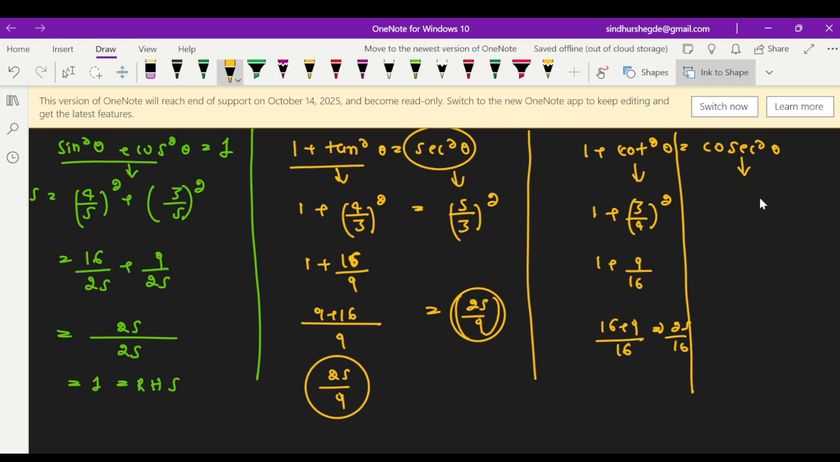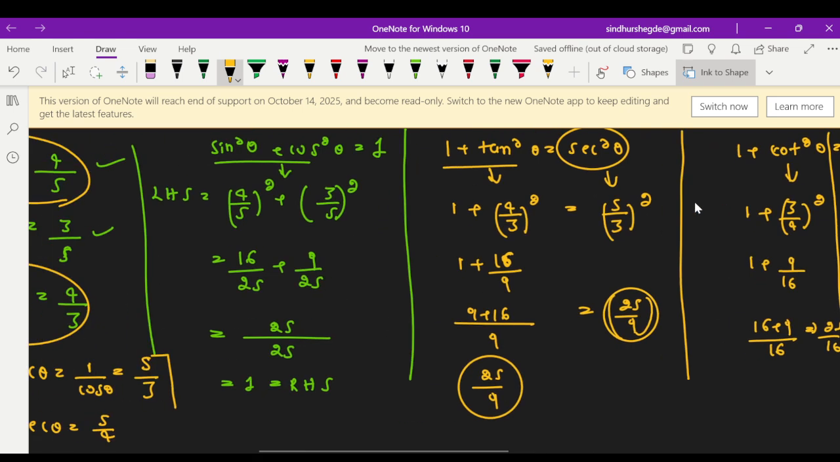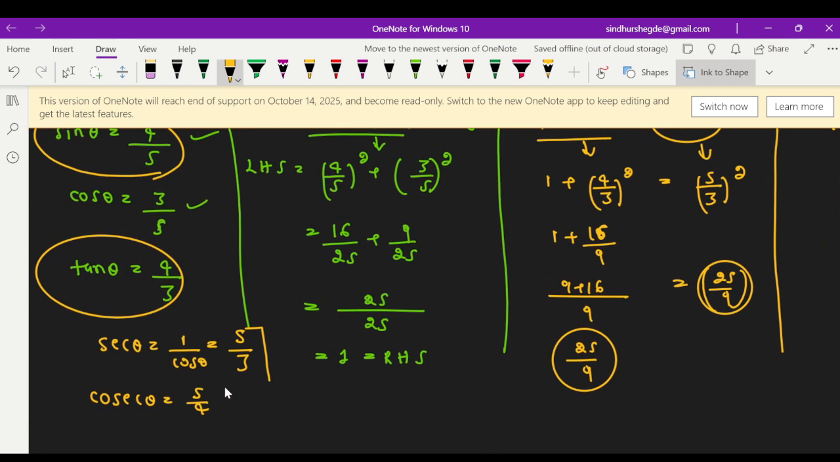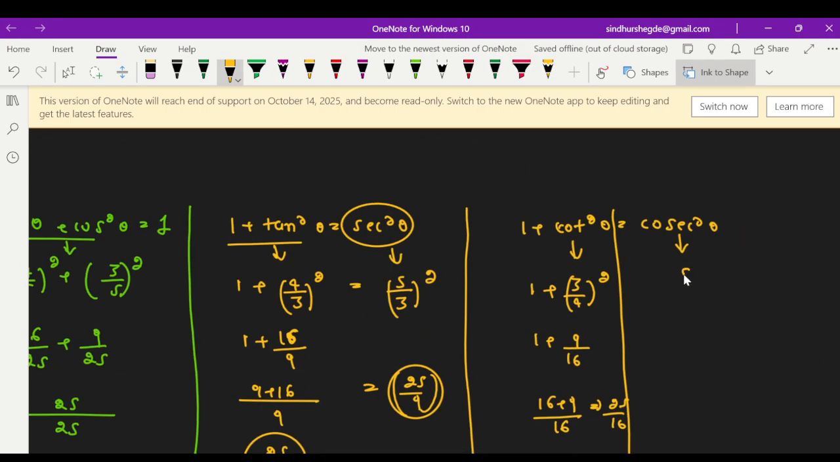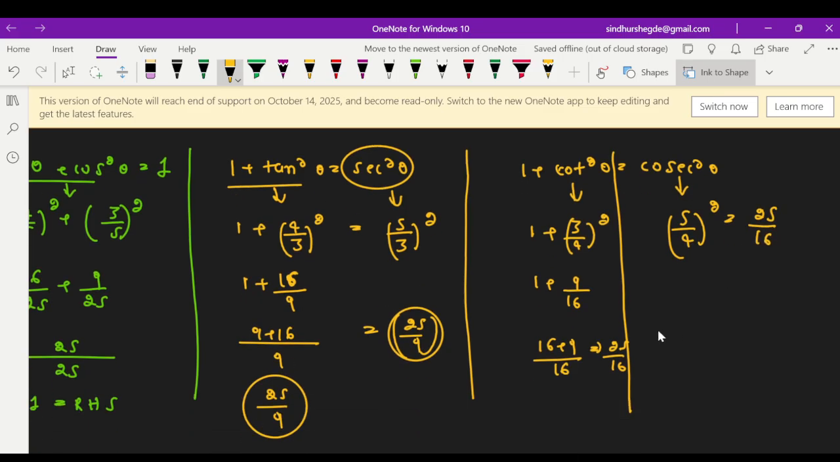Now let's look into the RHS part, cosecant square theta. Cosecant theta, as you can see over here, is 5 by 4. So cosecant square theta is 5 by 4 whole square, that is 25 by 16. So 1 plus cot square theta is 25 by 16, and cosecant square theta is also 25 by 16. Hence LHS is equal to RHS. So in each and every problem we can find all the 6 ratios, and we can prove all these three identities.